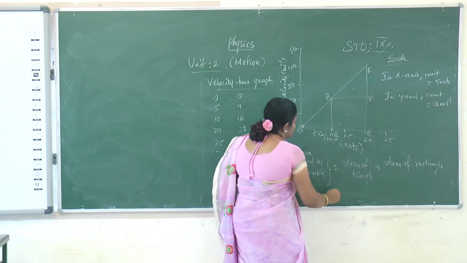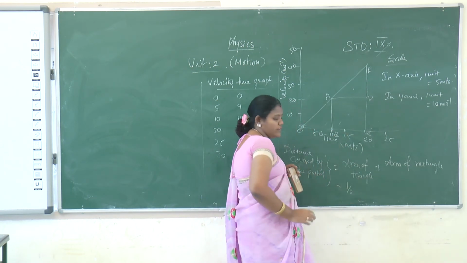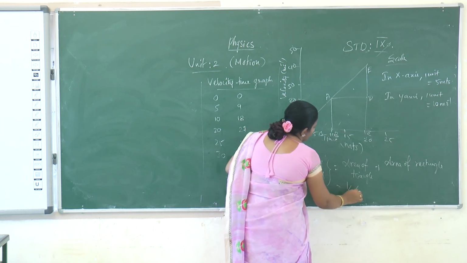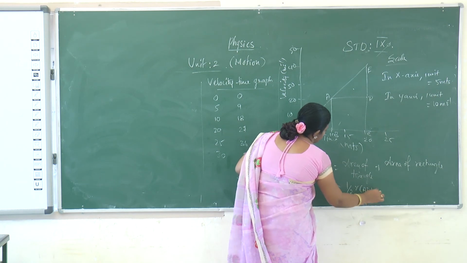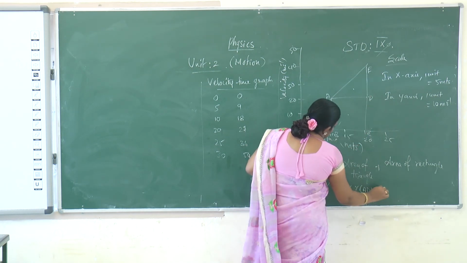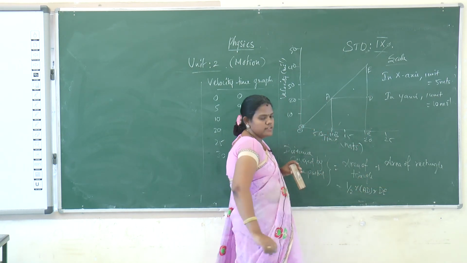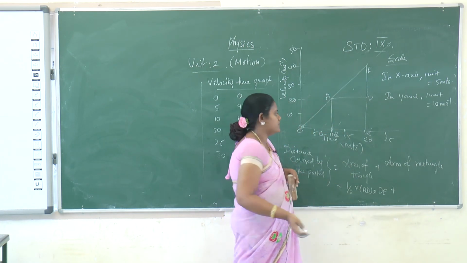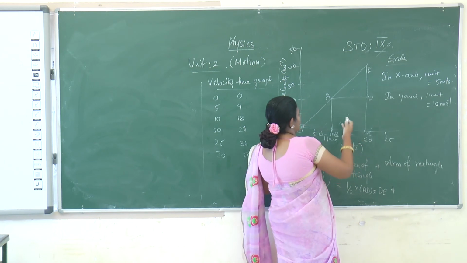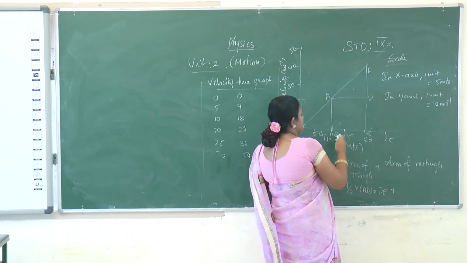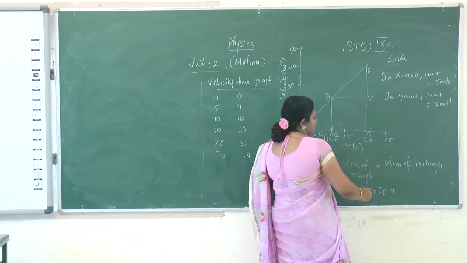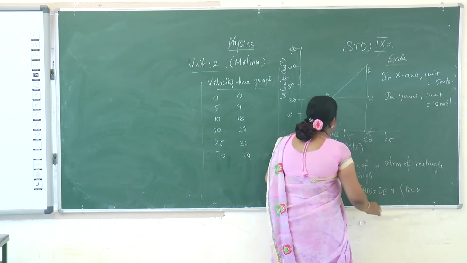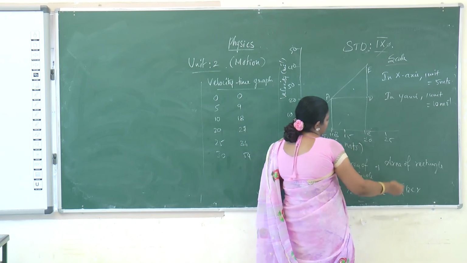Area of the triangle is half into breadth into height. So half into AD into height, that is the area of the triangle, plus the area of the rectangle. Area of the rectangle is length into breadth. Length is BC and breadth is DE or AB, either one.